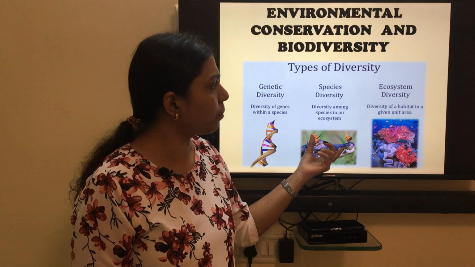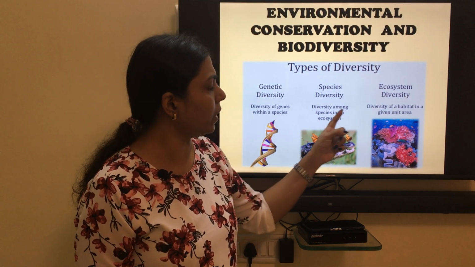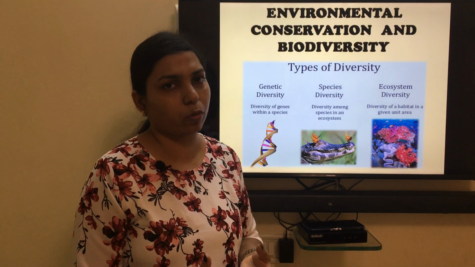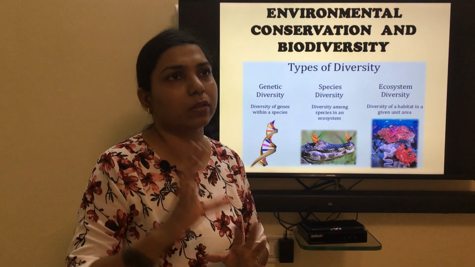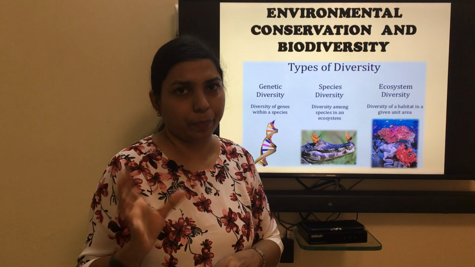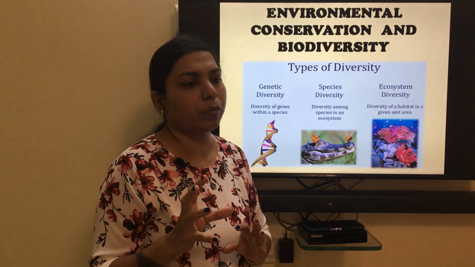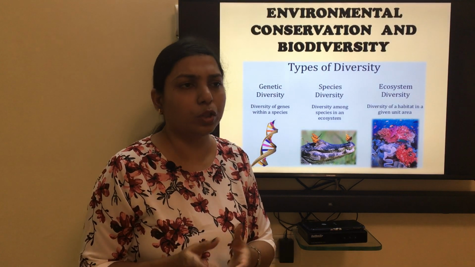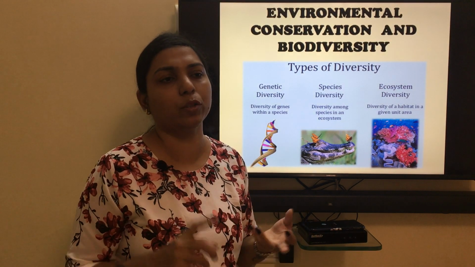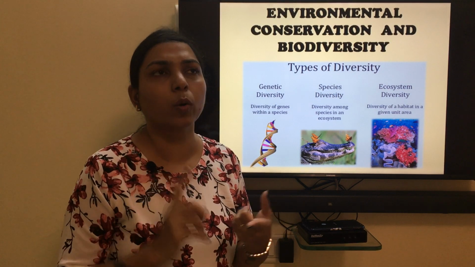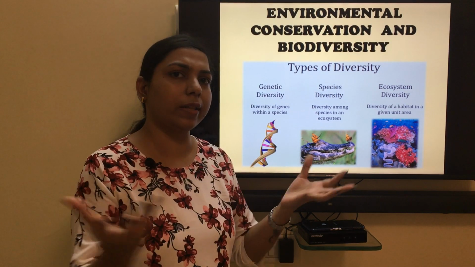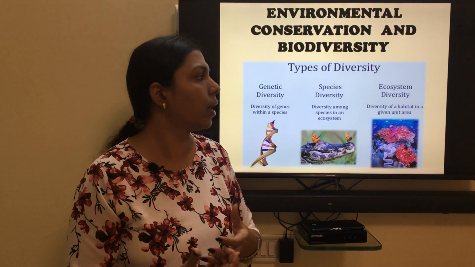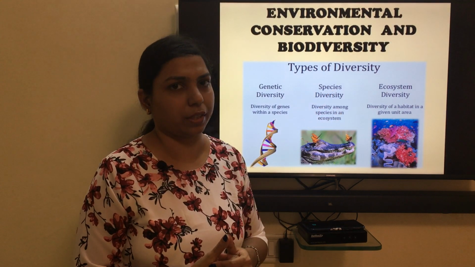Now what is species diversity? Diversity among species in an ecosystem. If we consider one particular ecosystem, say the ecosystem of the polar area, in the polar area you will not just get one particular type of animal. You will have seals, polar bears, penguins, walruses. All these different types of animals present in that particular ecosystem come under species diversity.